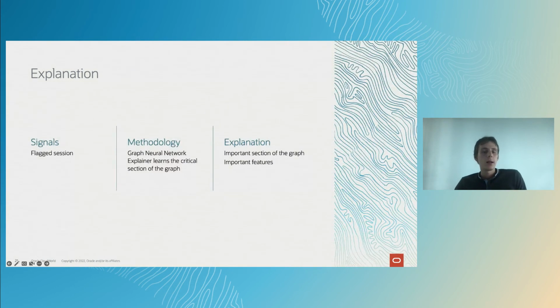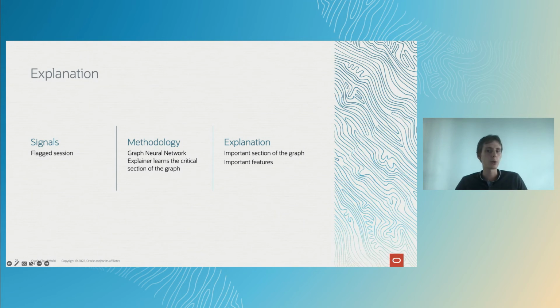Right. So, okay, how do we get this explanation? So what we take is the flagged session previously, and then we use a new model, which is called a graph neural network explainer model. And what it does is that it explains why another model thinks something. So here with graphs, what it does is that it says, in this session, in this graph, this is the critical section which makes this session anomalous. So it's going to learn a small subset of the graph and really be able to focus on that area and say, this is the problem here.